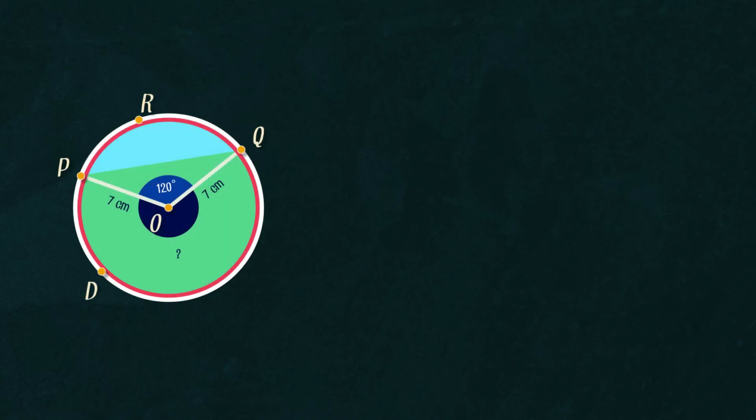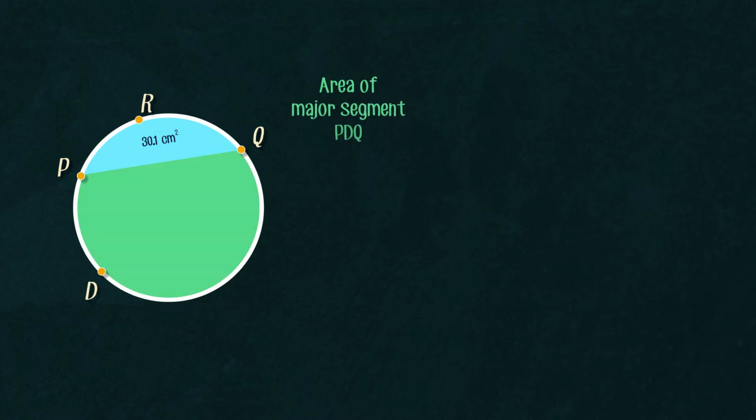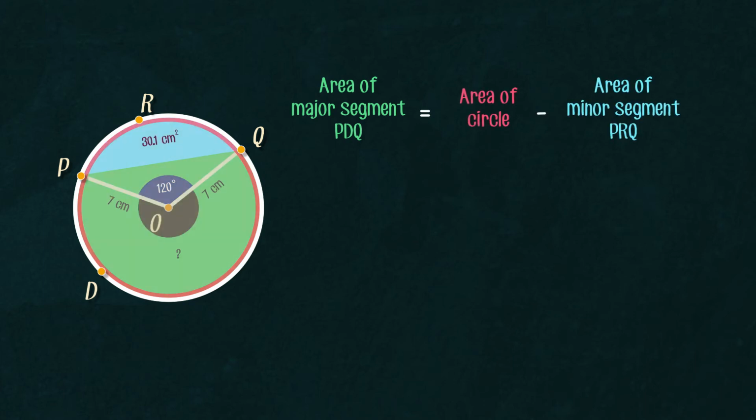Finally, did you notice that the major and minor segments together form the circle? So alternatively, if we know the area of the minor segment, we can quickly find the area of the major segment by taking the difference between the area of the circle and that of the minor segment.